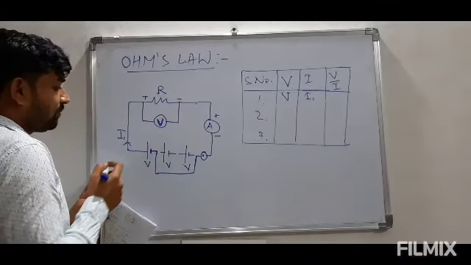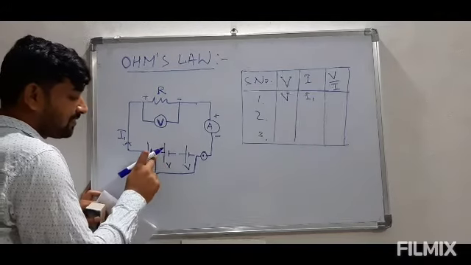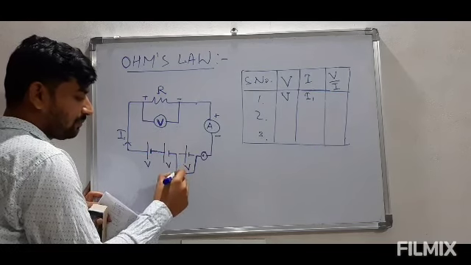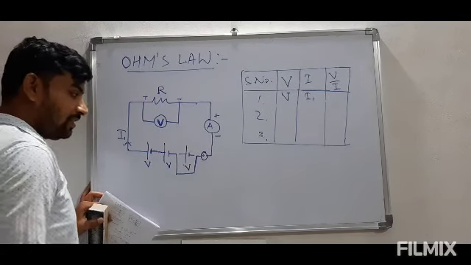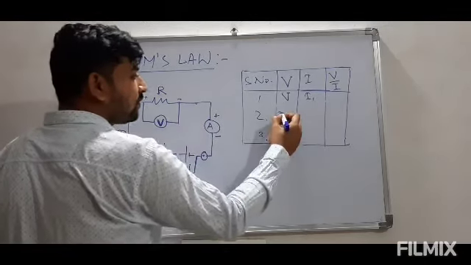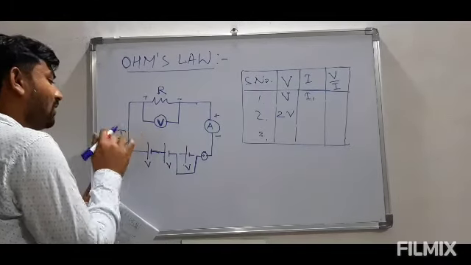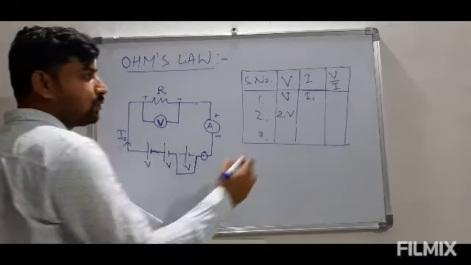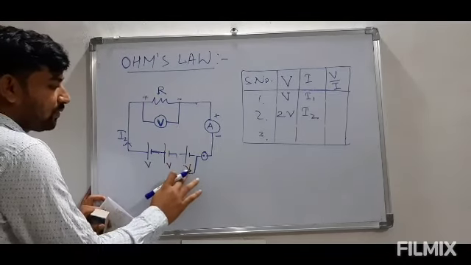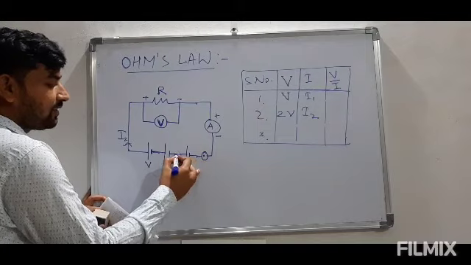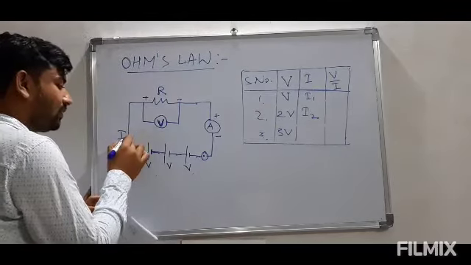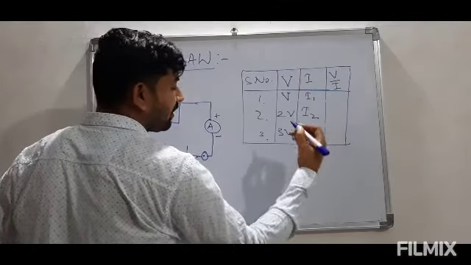Now if we connect the terminal like this, these two cells are inside the circuit. Then what will happen? The voltage is now twice, and the value of current changes. Suppose the current is now I2. Then if we include this one also in the circuit, the total voltage will be 3 volt. Now again the current will change, that is I3.